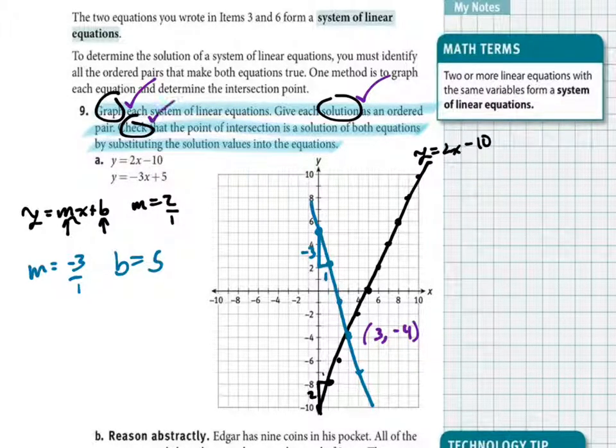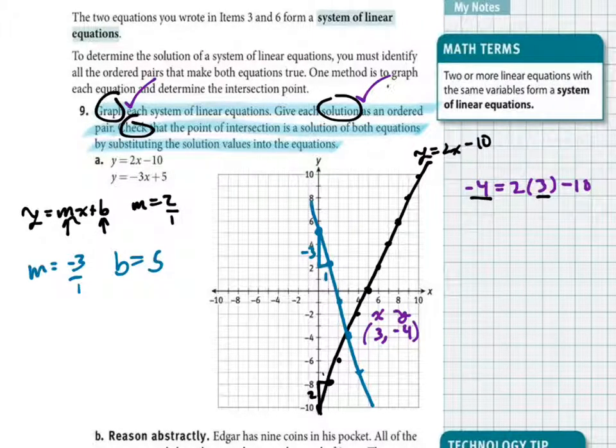Now let's check it. To check it, you have to take this point right here and plug it into these. Don't forget, this is your x and that's your y. So to do the first one, what's the y again? Negative 4. Negative 4 equals 2 times x. My x is 3 right now, minus 10. So here are the two numbers that we plugged in, the 3 and the negative 4. We plug them into the x and the y.